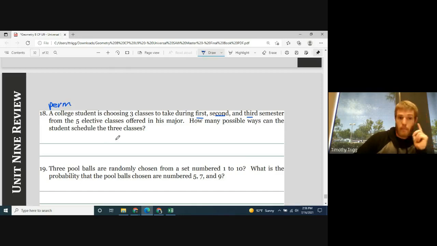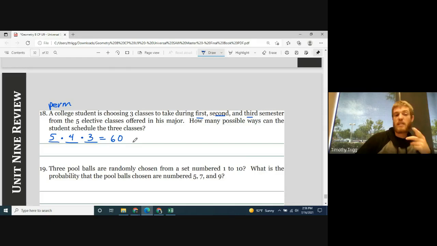A permutation. The way I think of permutations, you have 3 spots to fill: first, second, and third semester. And there are 5 elective courses. So there are 5 options for your first course. Once that's chosen, you only have 4 options for your second semester course. Once those 2 are chosen, you only have 3 choices for your third semester course. So 5 times 4 times 3: 5 times 4 is 20, 20 times 3 is 60. So there are 60 possible ways that you can schedule the 3 classes.